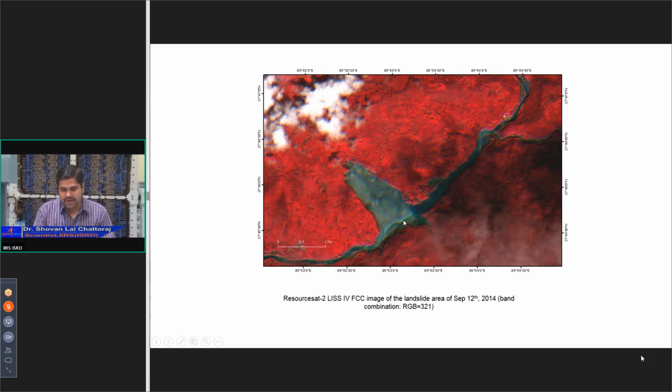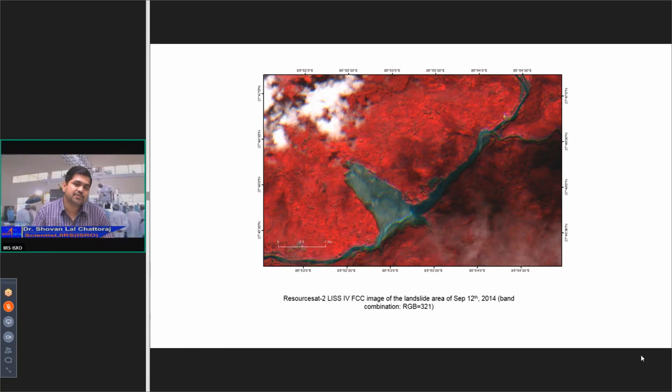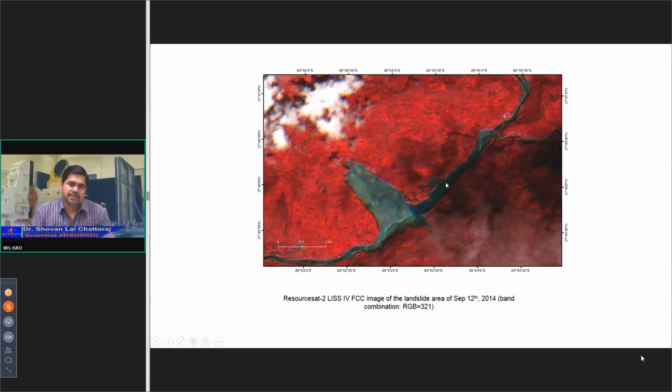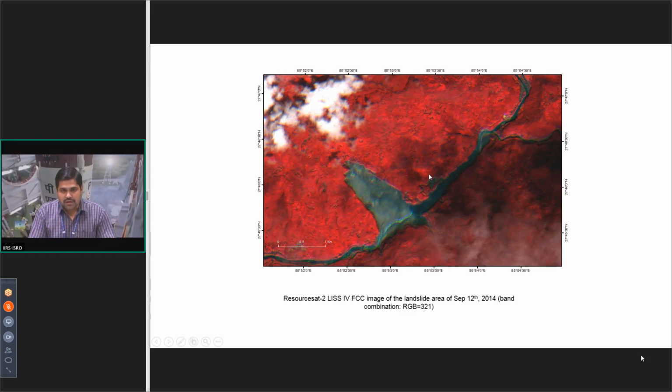Now please see, there is a river flowing in this direction. If I ask you the direction of flow of the river, it's very easy to tell from this image, because a reservoir has formed on this side. So the river obviously would have been coming like this. So this was the direction of the flow. Now the landslide came here, the material, debris and all that blocked the river, and that is how we get a reservoir created on this side.